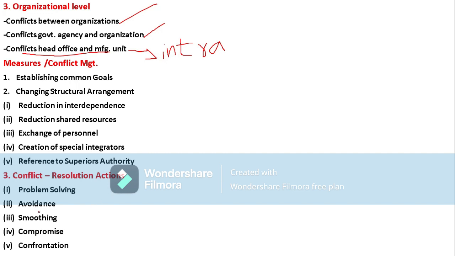Another one is avoidance. This is another action that can be taken in conflict. Avoidance is nothing but overcoming the conflict by avoiding it by the parties. Parties to the conflict may either withdraw from the conflict or conceal the incompatibility. Both the parties may withdraw from the conflict, or else conceal the incompatibility.